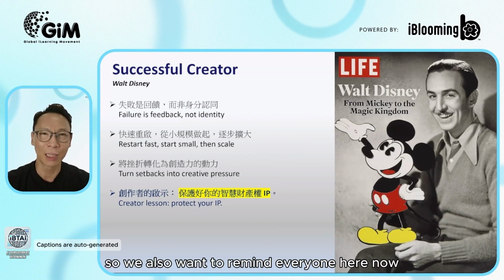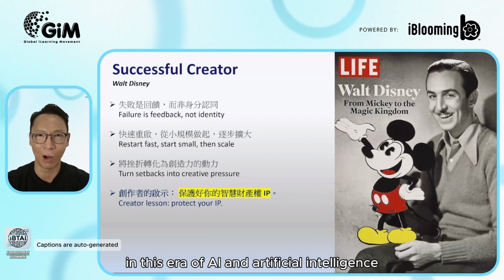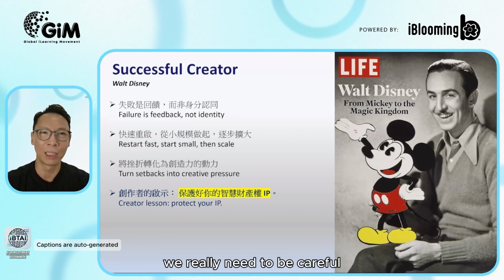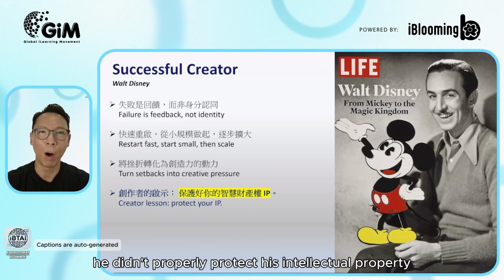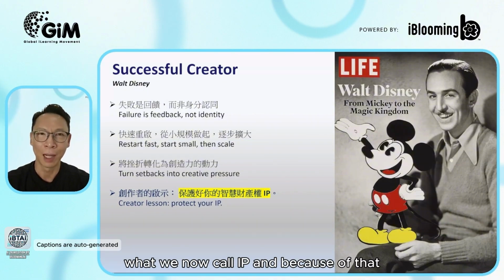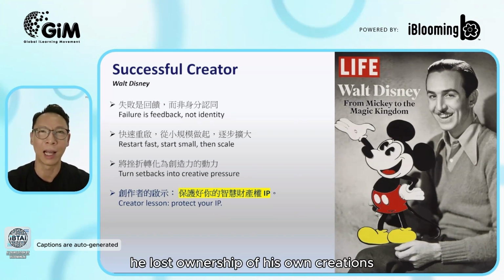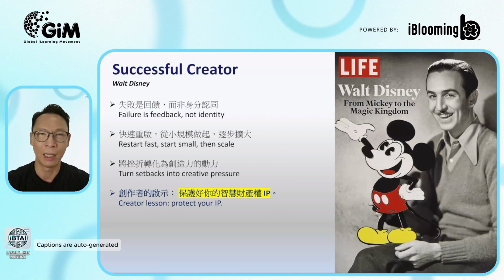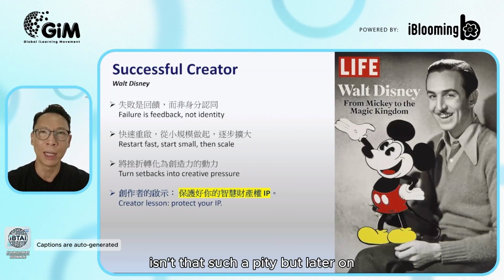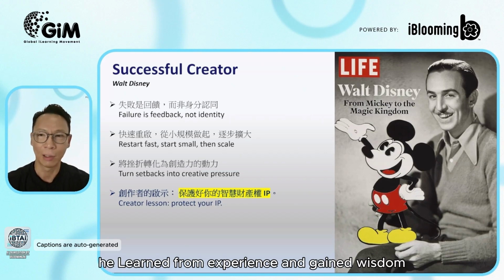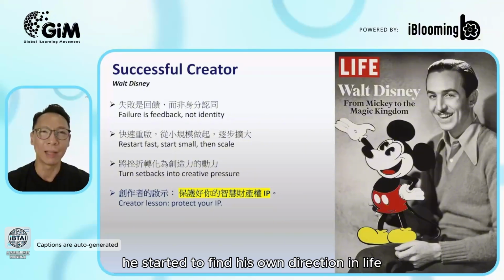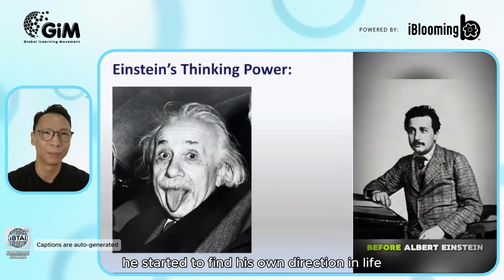So we also want to remind everyone here. Now, in this era of AI and artificial intelligence, we really need to be careful. Just like Walt Disney back then, he didn't properly protect his intellectual property, what we now call IP, and because of that, he lost what was originally his. He lost ownership of his own creations. Isn't that such a pity? But later on, after going through some setbacks, he learned from experience and gained wisdom. He started to find his own direction in life.